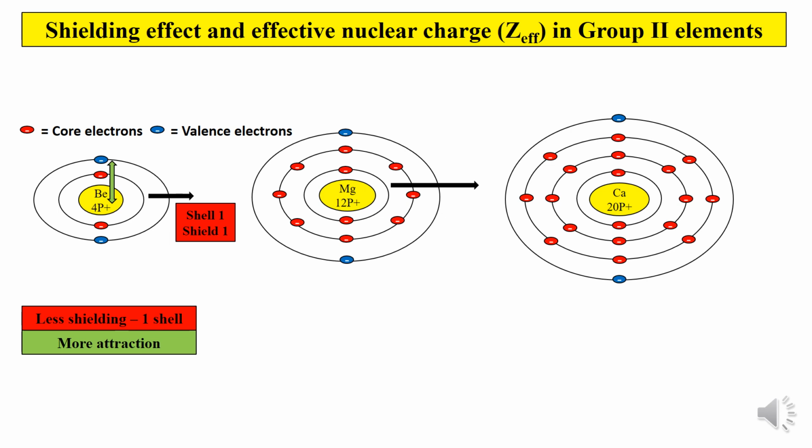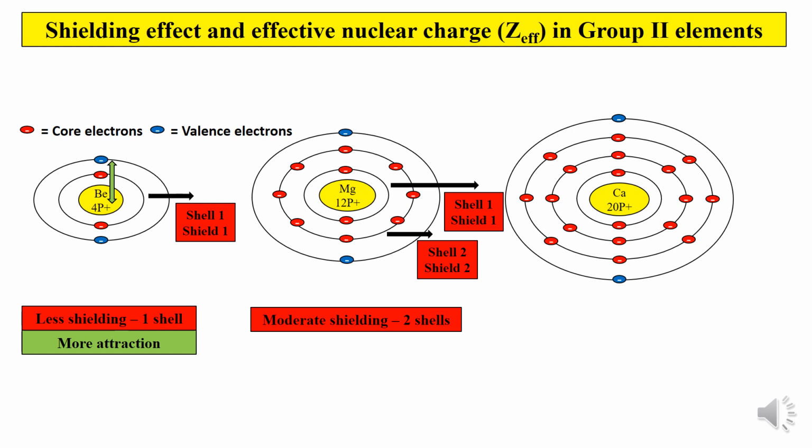So in case of beryllium, there are only 4 protons present in the nucleus. In case of magnesium, the first shell contains 2 core electrons acting as shield 1. The second shell contains 8 core electrons acting as shield 2. And this results in moderate shielding as the number of shells containing core electrons is 2. And this leads to moderate attraction between the 12 protons present in the nucleus of magnesium atom and the valence electrons.